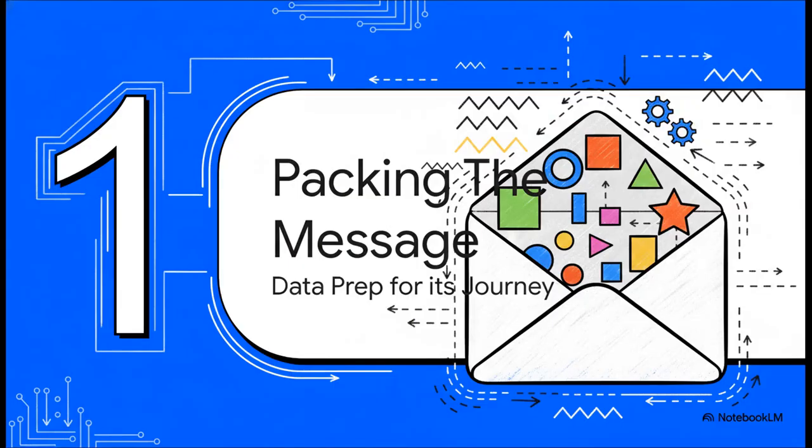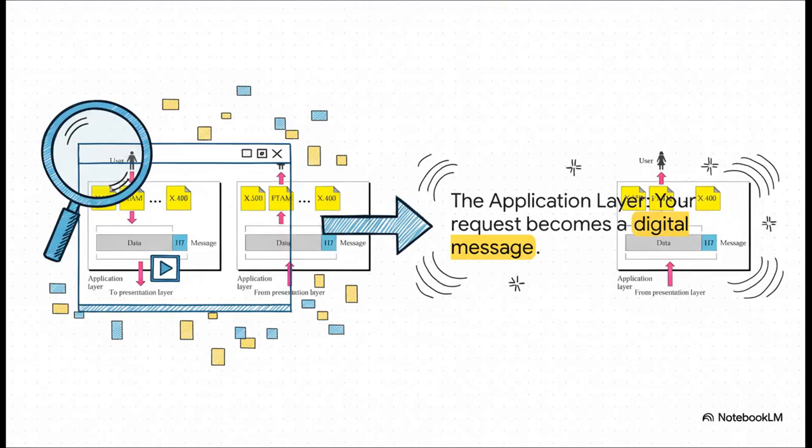First things first, we have to pack the message. Before our digital letter can go anywhere, it needs to be properly prepared. And this is way more than just sticking it in an envelope. It's this really clever, multi-layered process. It all starts right here with you at what's called the application layer. When you click that link in your web browser, you're basically creating the content of the letter. It's a simple request that says, hey, I'd like to see this website, please. Your browser, the application you're using, creates this initial digital message.